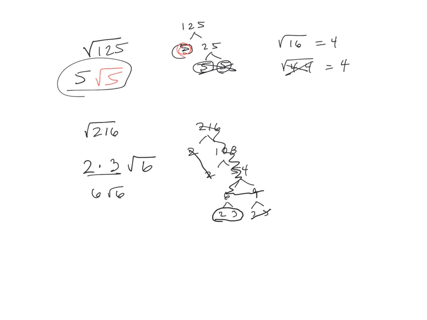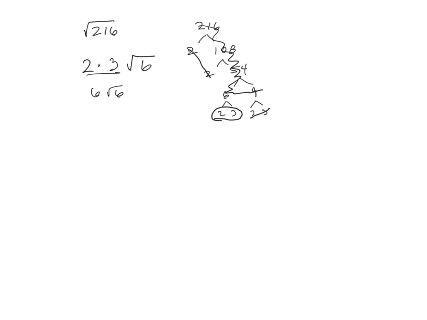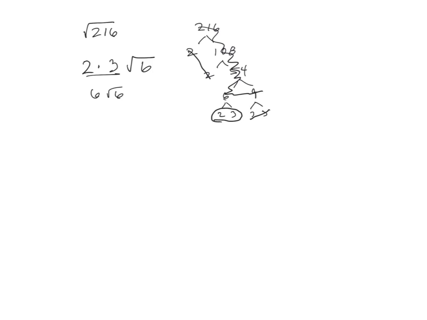Let's do one more, just to make sure. How about 80? Sometimes the smallest numbers are the weird ones. So for 80, I'm going to start with 8 times 10. 8 is 2 times 4. 2 is done, but 4 is 2 times 2. And 10 is 2 times 5. So again, what we're looking at are these circled numbers here.